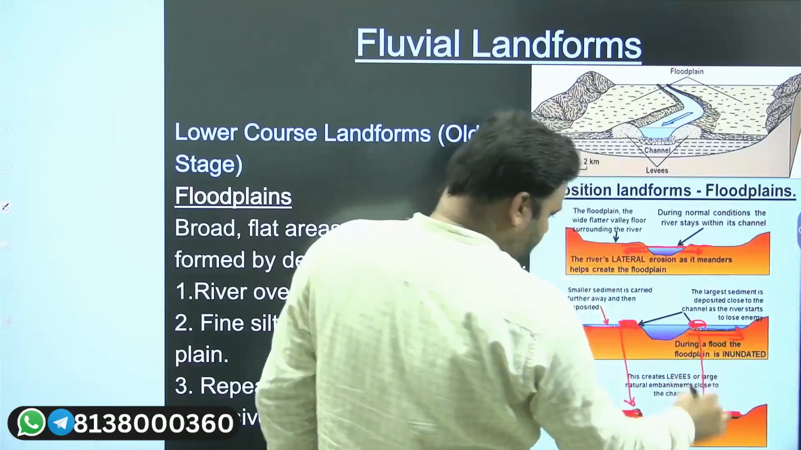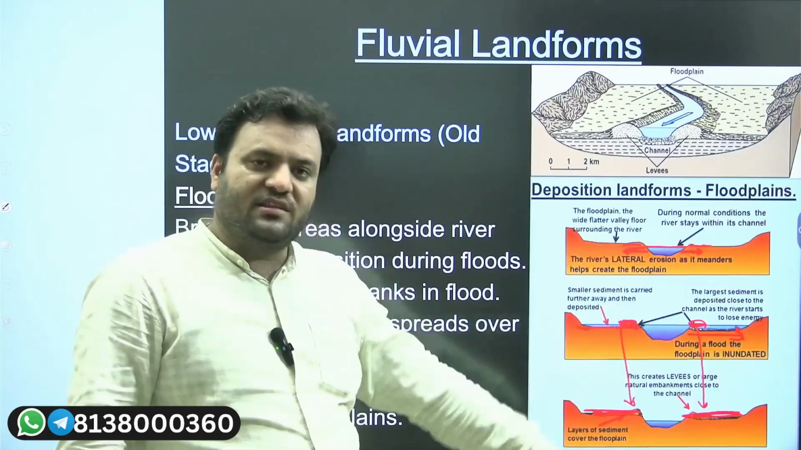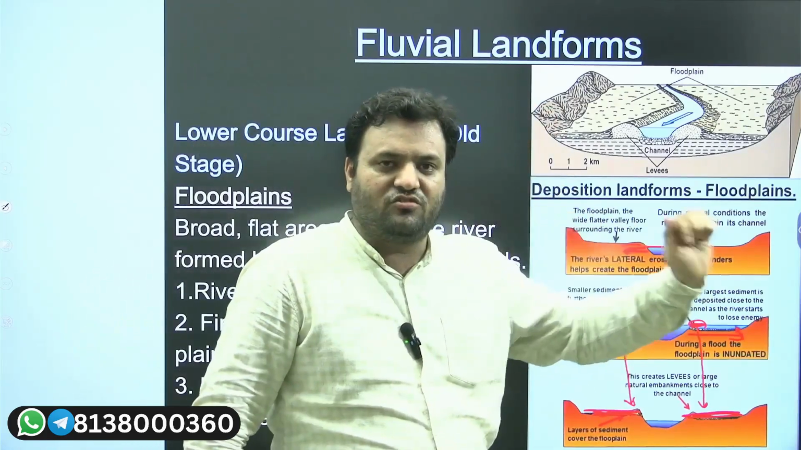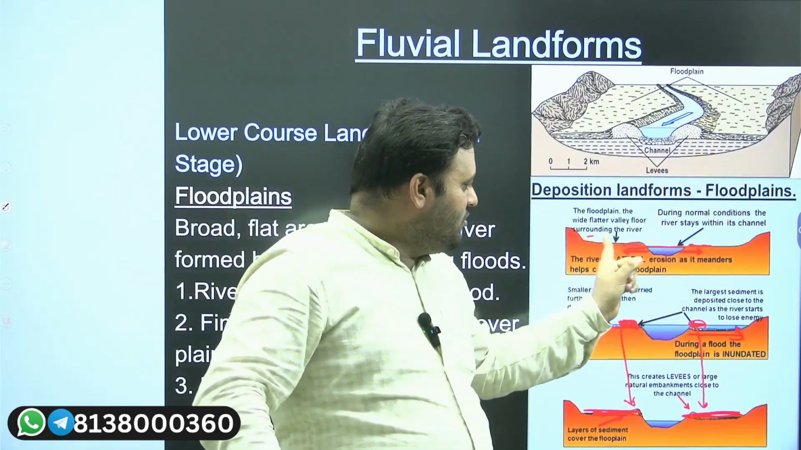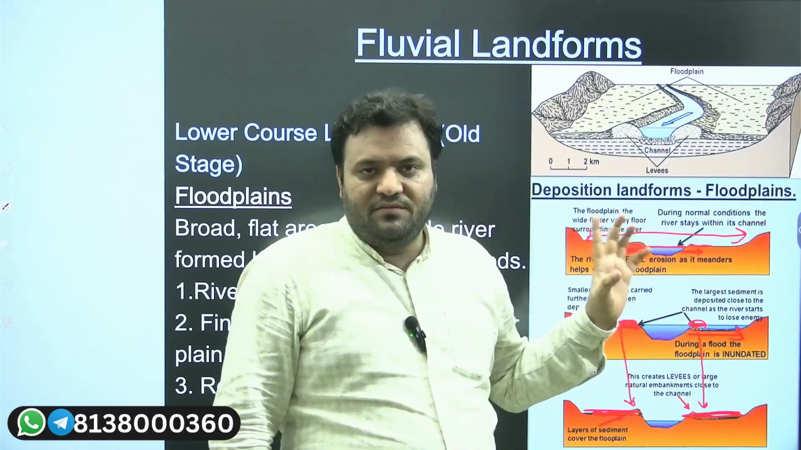Which we are referring here. Okay, this deposition is nothing but the levees which we are referring here. Let's see, here we have a gentle slope. When we have a gentle slope, more lateral erosion will be there. As a result of more lateral erosion, broad U-shaped valleys will be formed.